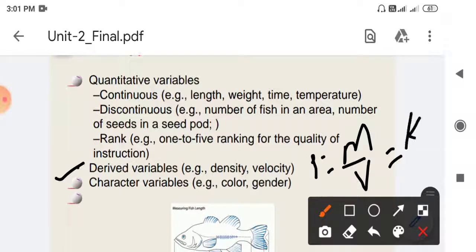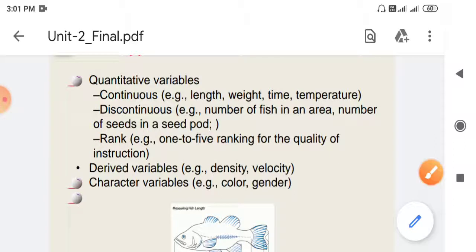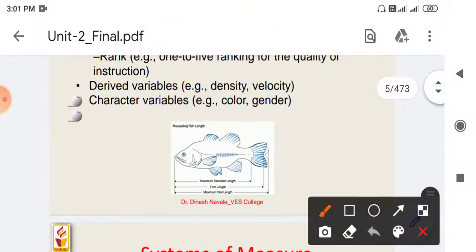So mass is measured in kg, volume is what? Either in centimeter cube or meter cube. Say meter cube. Okay, so if we use two different variables for obtaining one single variable, we will say that it is a derived variable. Okay, derived variable.